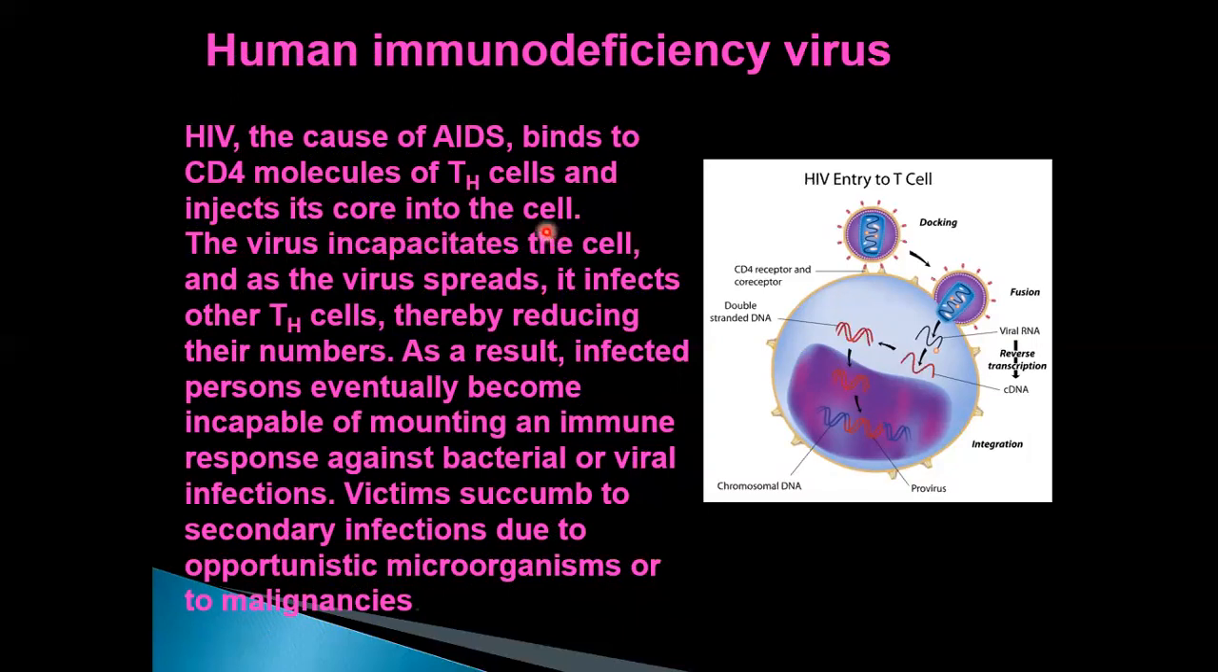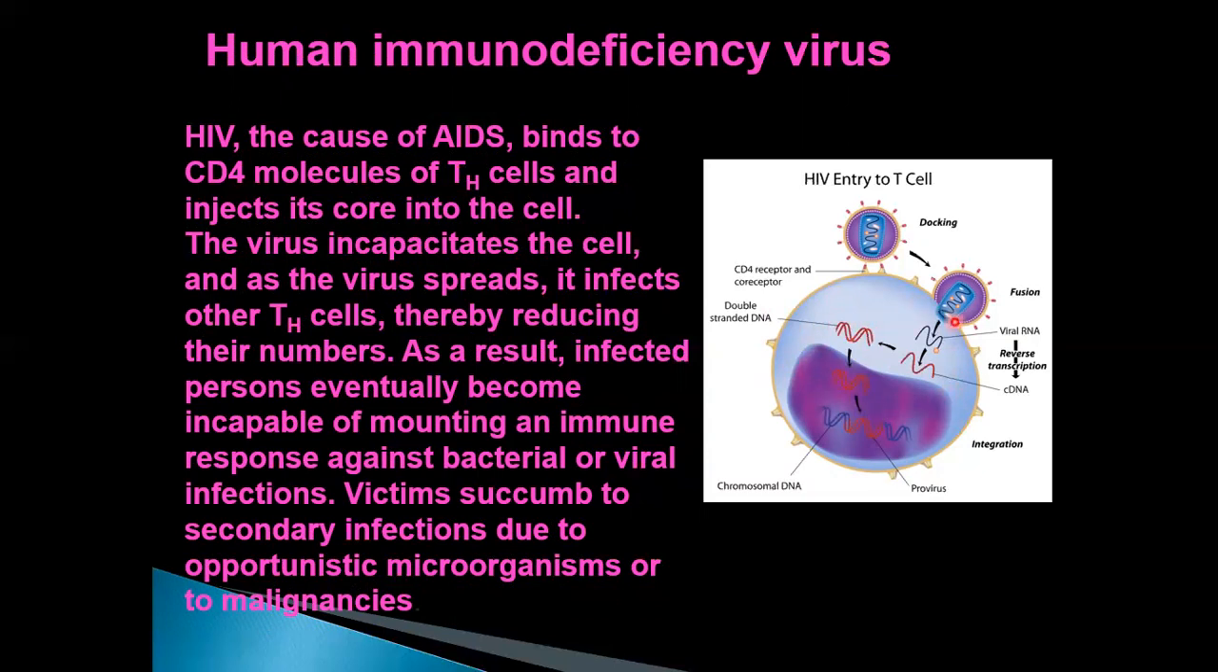Which cell? T cell. Which T cell? T helper cell. So the virus, number one, binds to the molecule. Which molecule? The CD4 molecule of a T cell. Which T cell? T helper cell. And then it injects its DNA inside the cell. Then the virus incapacitates the cell. That's how it incapacitates a T helper cell.